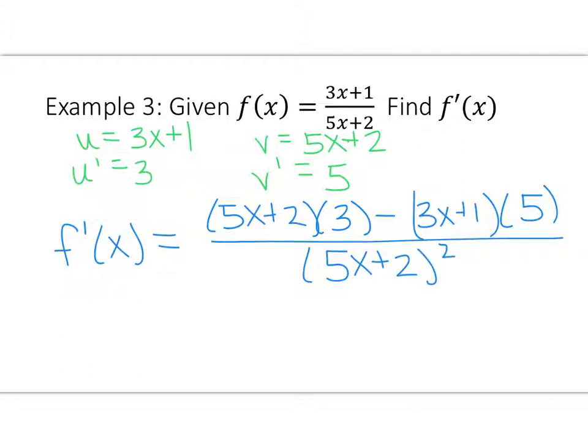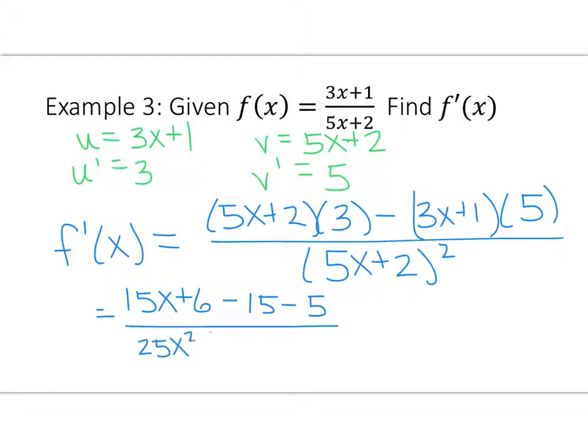Now the calculus part is done. Now it kicks into algebra. We have to clean that up. So this becomes 15x plus 6 minus 15x minus 5. Remember, I had to distribute that negative. All over 25x squared plus 20x plus 4.